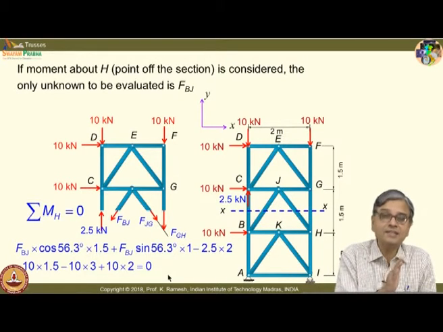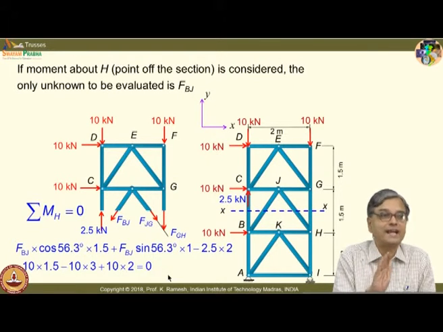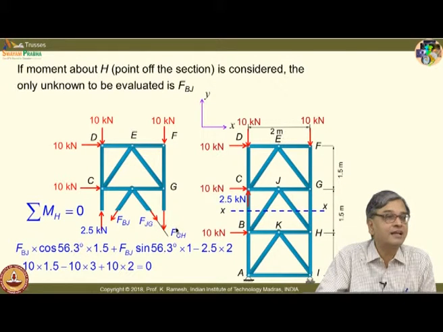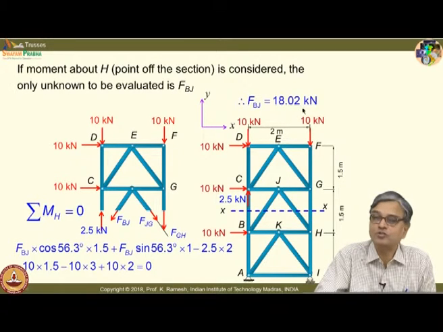So, while writing this equation, accommodate both unknown and known forces carefully. It is like solving any other isolated section. Here the section is cut on the member and you are accommodating all the forces, and this has to remain in equilibrium. So, with this I am in a position to evaluate F_BJ by another equation, and that turns out to be 18.02 kilonewton. Please verify that this arithmetic is all right.